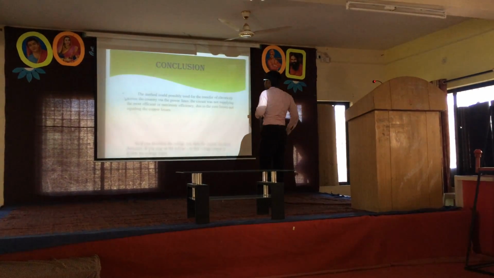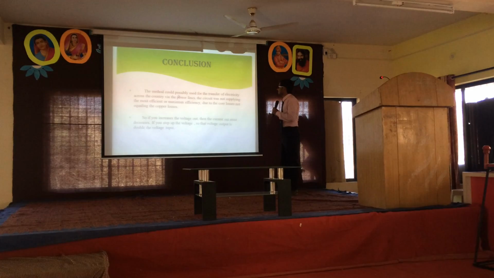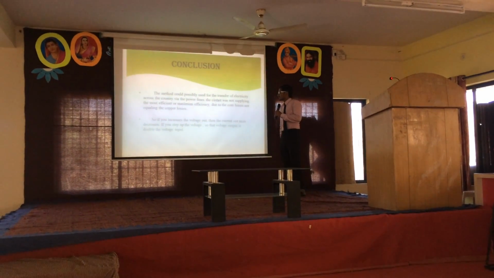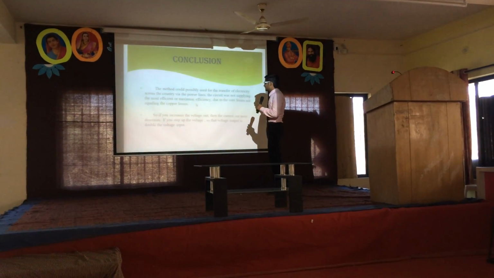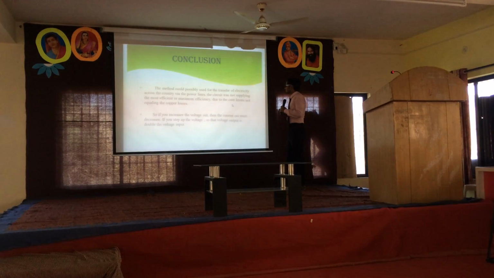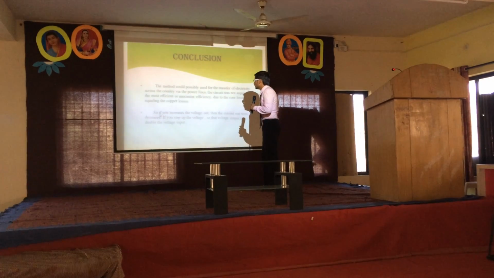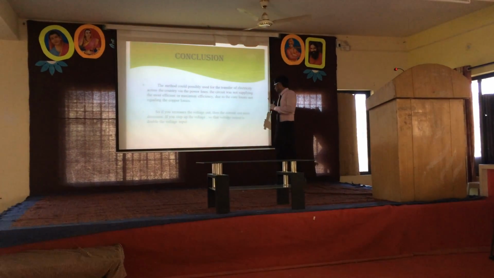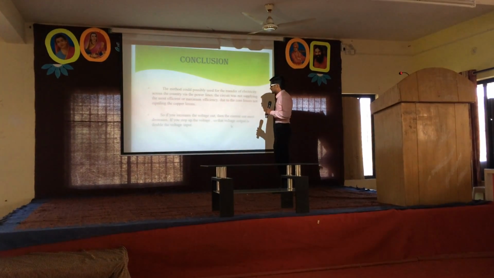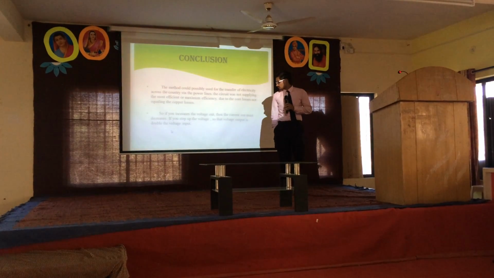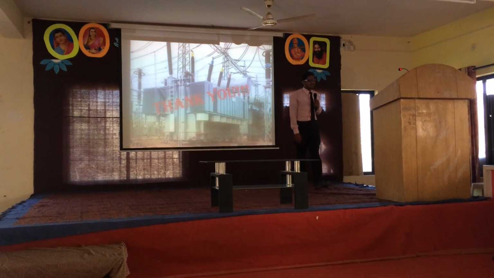Conclusion. The method could not possibly be used for the transfer of electricity across a country via power lines. The circuit was not supplying maximum efficiency due to the core losses not being equal to the copper losses. So, if you increase the voltage out, then the current out must decrease. If you step up the voltage so that the voltage output is double the voltage input. Thank you. Any questions?